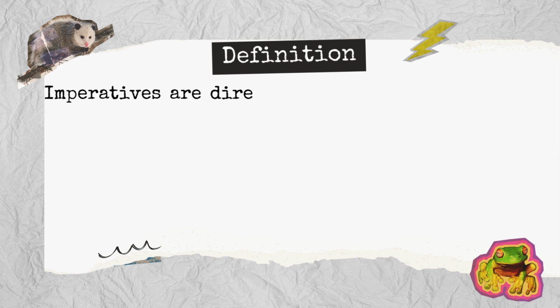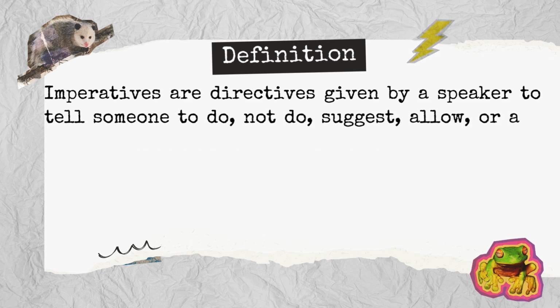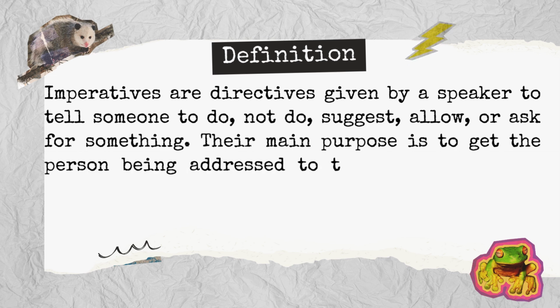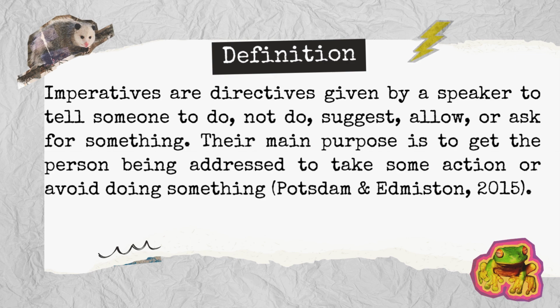So, according to Potsdam and Edmiston 2015, imperatives are directives given by a speaker to tell someone to do something or not to do something. They can suggest, allow, or ask for something to be done. Their main purpose is to get the person being addressed to take some action or avoid doing something.